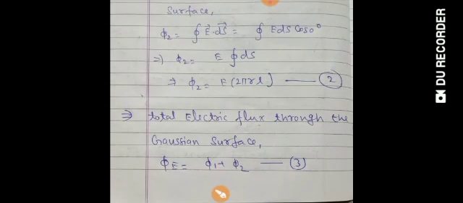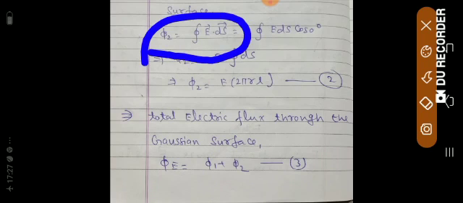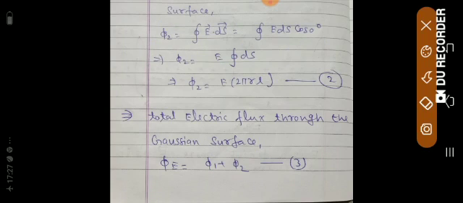Yes, this one. Phi 2 is E dot dS, only one curved surface area, so no multiplication of 2 is here. What is the angle? 0, as you can see from the figure. Cos 0 is 1. Okay, students, so what is phi 2?